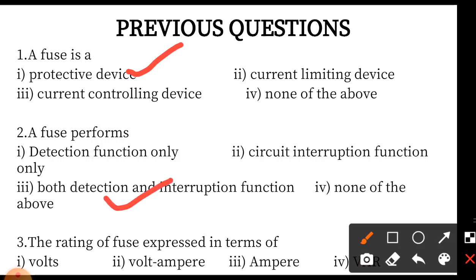Third question, the rating of fuse is expressed in terms of volts, volt ampere, ampere, VAR. We know the current rating is given in the terminal. So the rating of fuse is expressed in terms of ampere.